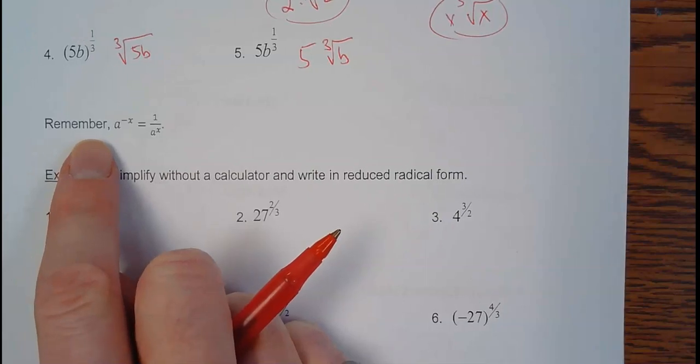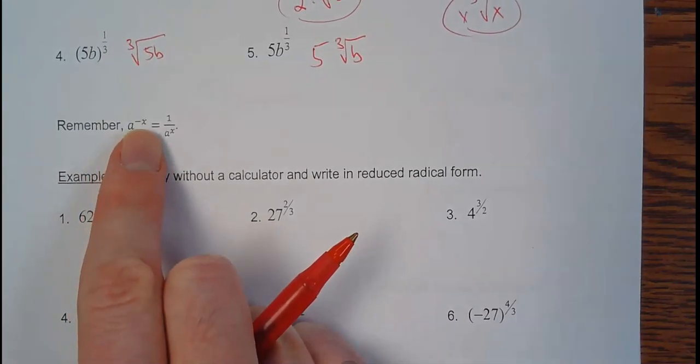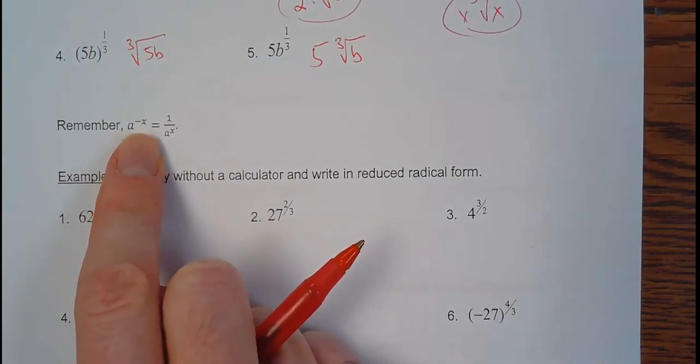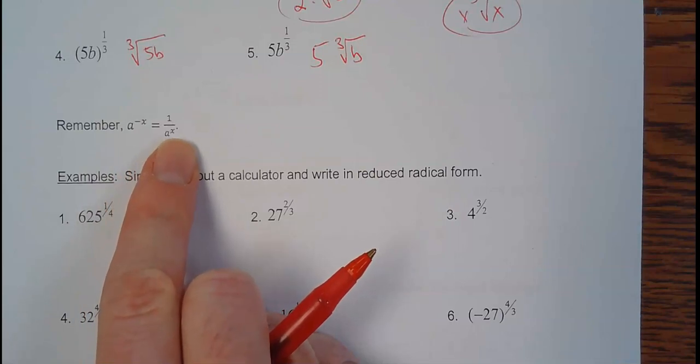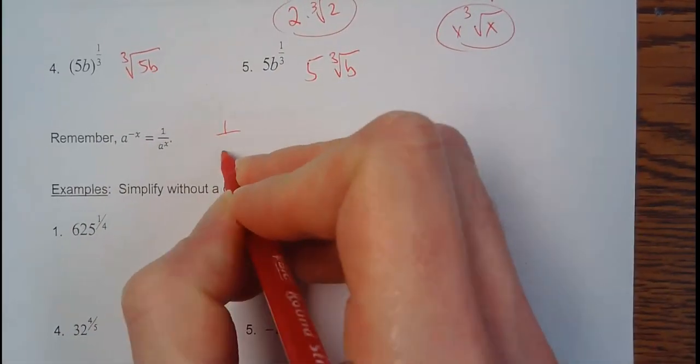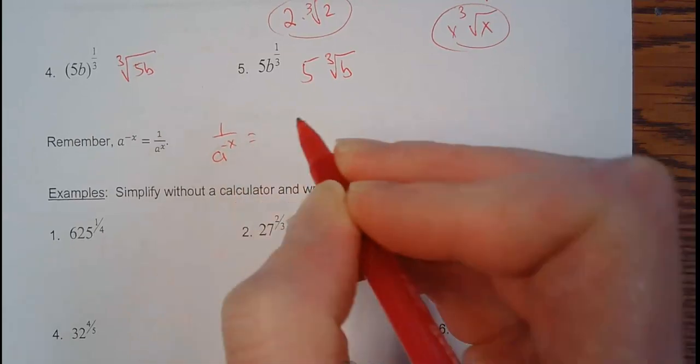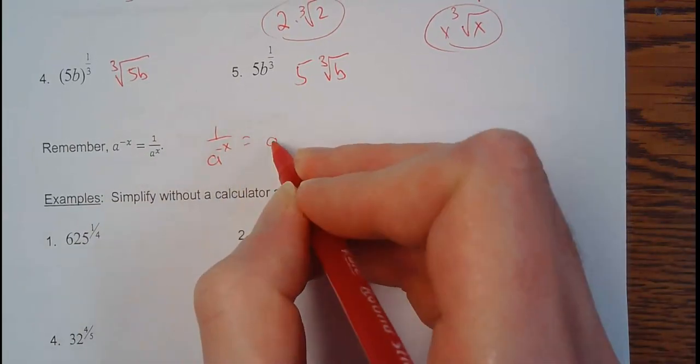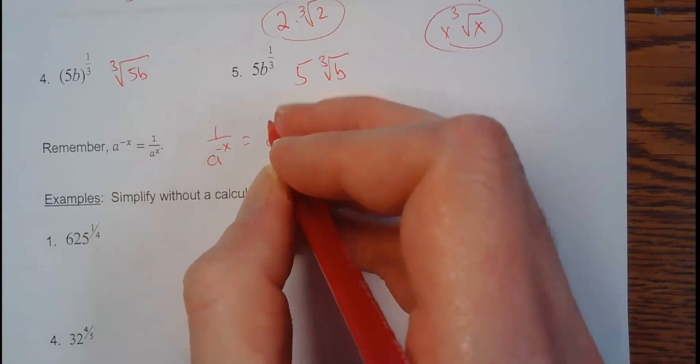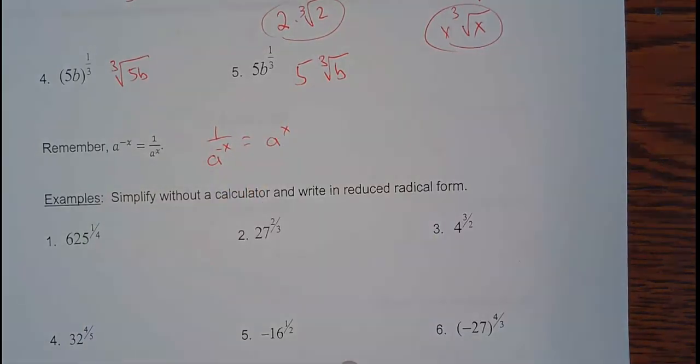Hopefully you remember. If not, if you have a negative exponent, you can rewrite it as a positive exponent on bottom. That can go the other way too. I could have 1 over a to the negative x. That'd be the same thing. I could bring it up to the top as an a to the x. You could do it that way too.